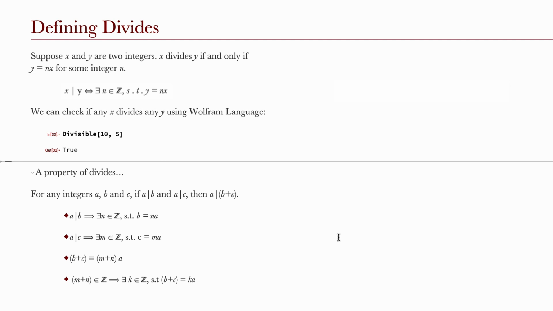From there, because m and n are integers themselves, we can say that m plus n is a new integer k, such that b plus c is equal to ka. Using this method, we've demonstrated that if a divides b and a divides c, then there must exist an integer k such that b plus c is equal to ka, so a divides b plus c.